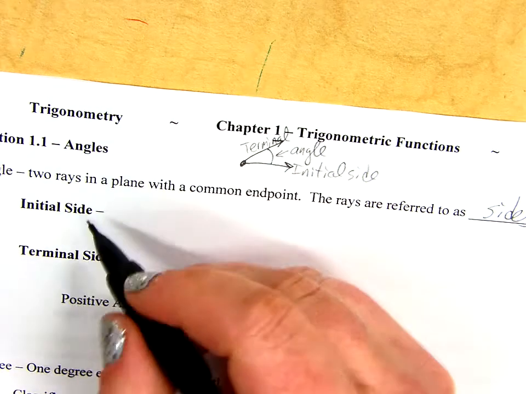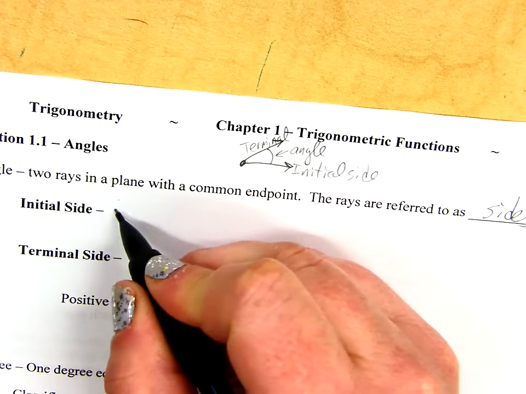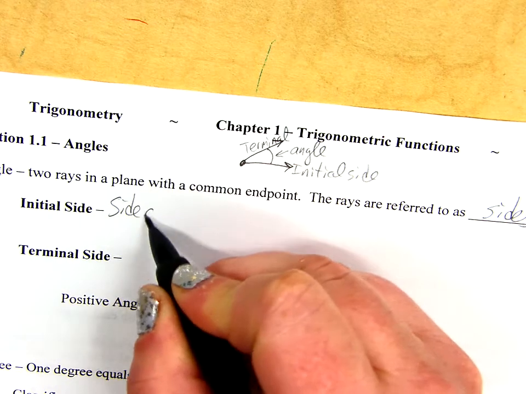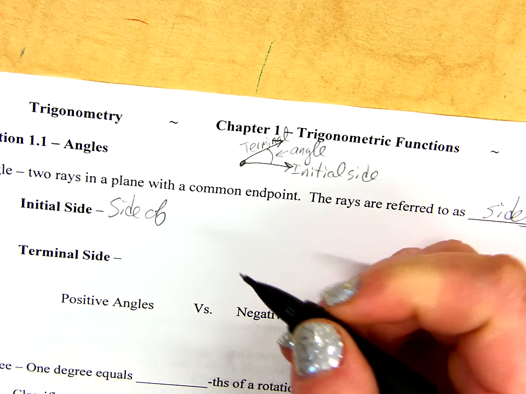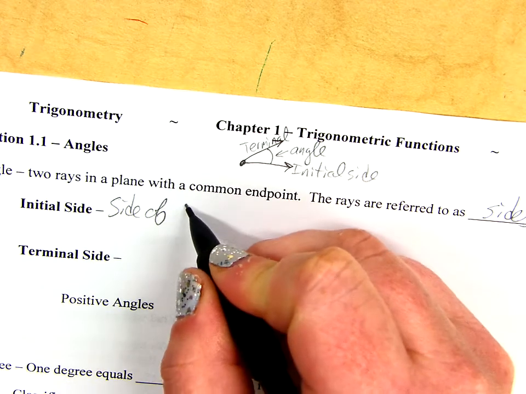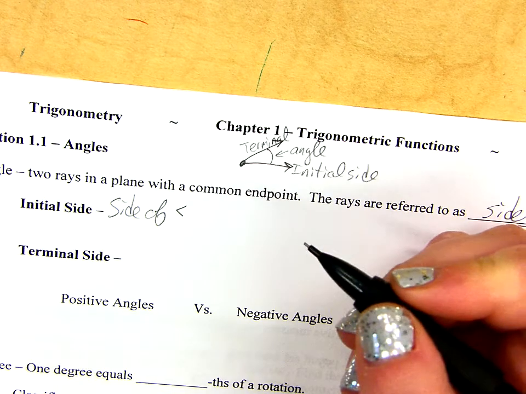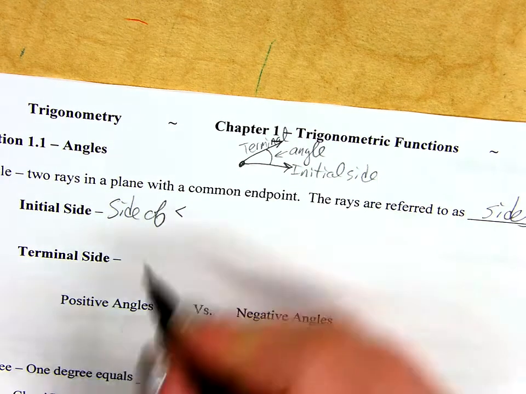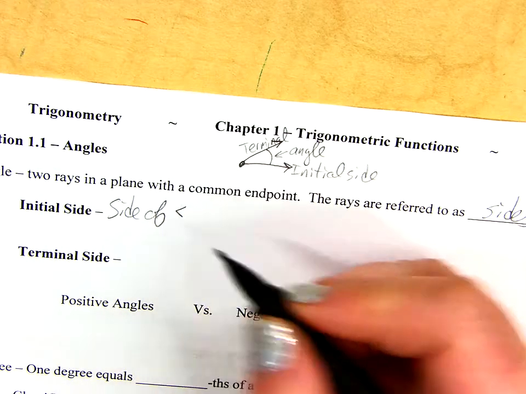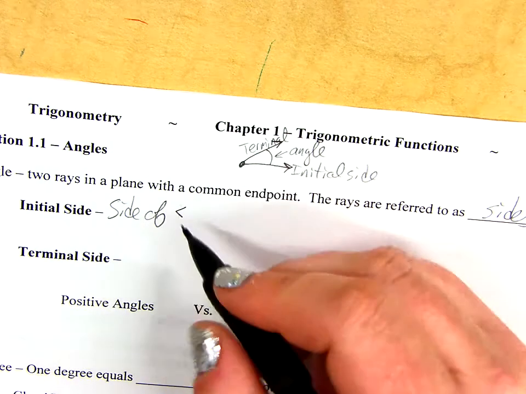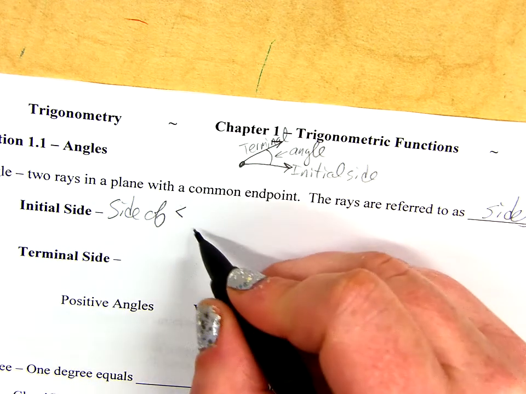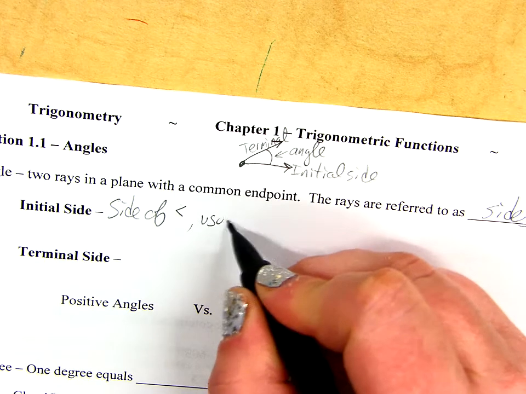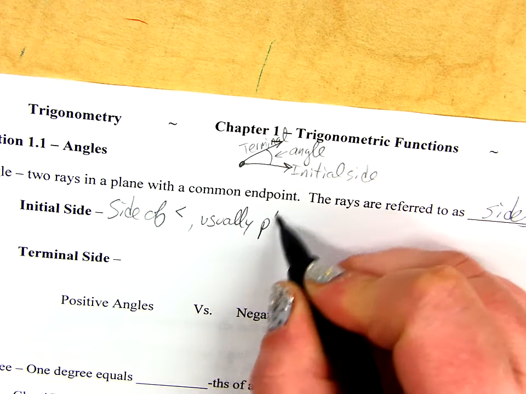So this is the side of angle. By the way, do you know the symbol for angle from geometry? I'm sure. It's just that. It's just a little less than sign. You can put an arc through it if you want to. I usually don't because I'm lazy. So, side of an angle, usually placed horizontally.